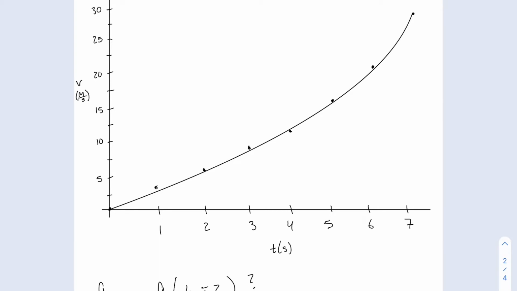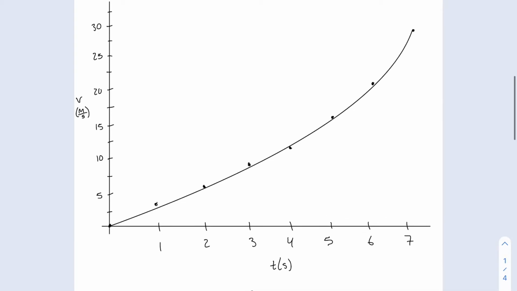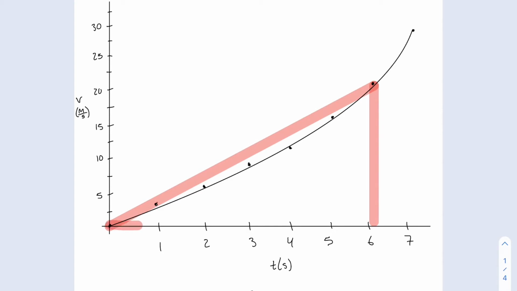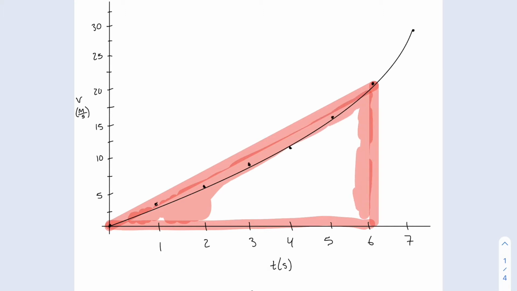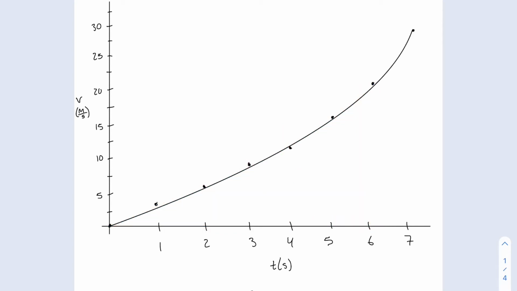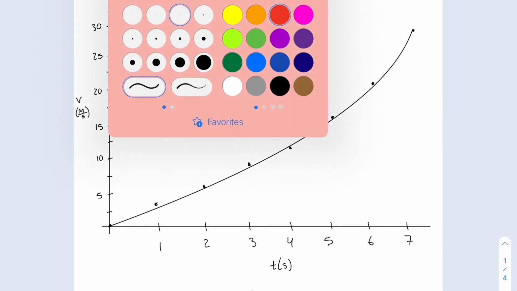Well, one way you could do this is, for that first 6 seconds, you could approximate it by maybe setting up a triangle like this. But hopefully you can see what the problem is. We have this little bit of area that's going outside of the curve, and we don't want that. So we could approximate it by finding the area of that triangle, but it's probably not going to be very good.